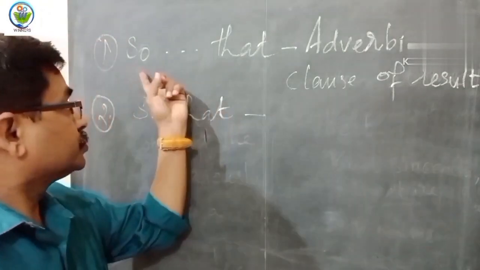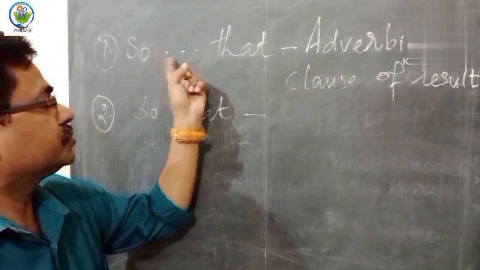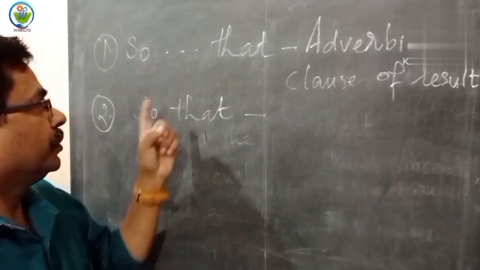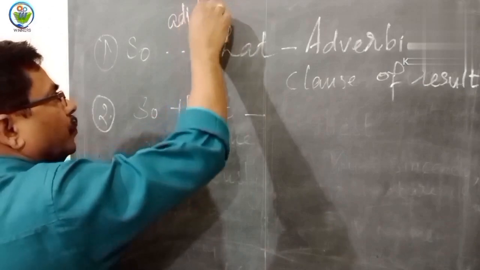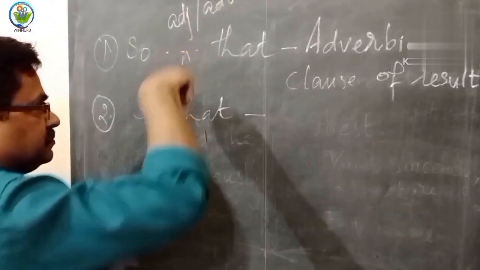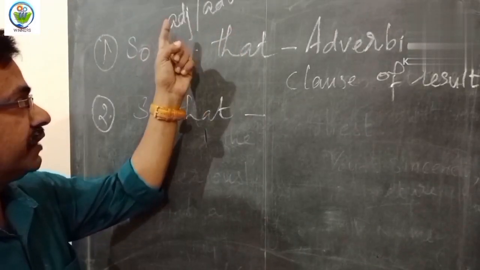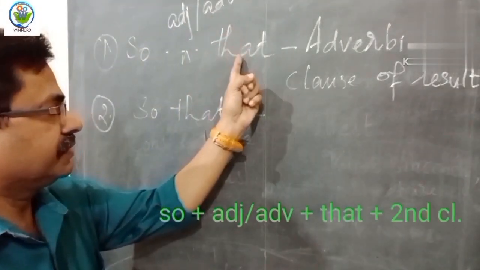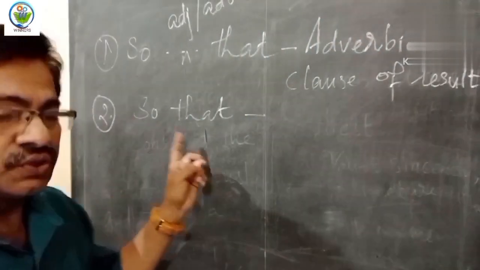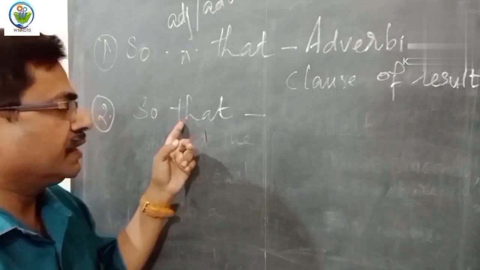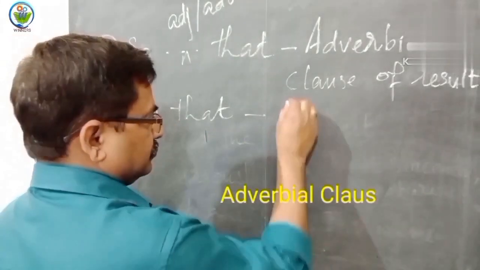One is "so that" where after "so" you can see an adjective or adverb, then "that" plus another clause. The next one is "so that", which is known as the adverbial clause of purpose.